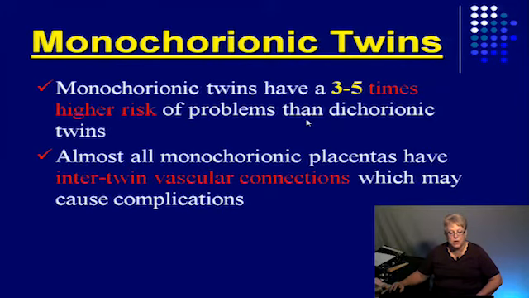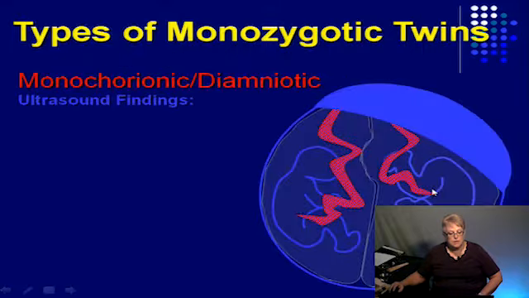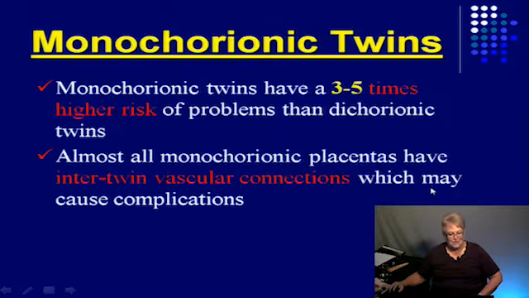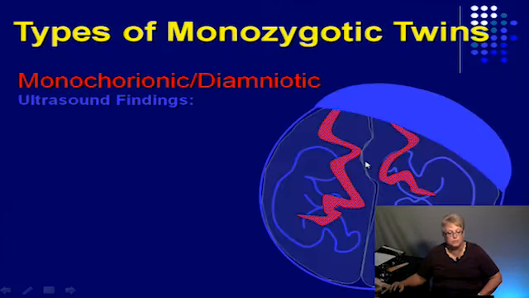Almost all monochorionic placentas have intertwin vascular connections. Problem is they don't always share equally. So 80% of them are going to do fine, not have any problem. There's that 15 to 20% of monochorionic twins that end up with problems.